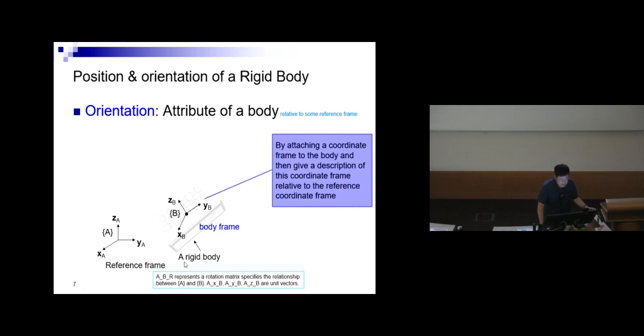The way we write it is A, B, R. It represents a rotation matrix specifying the relationship between frame A and frame B. Your AXB, AYB, AZB are essentially unit vectors. So ABR is equal to a set of 3 column vectors, AXB, AYB, AZB, belonging to the set of real numbers 3 by 3. 3 by 3 means there are altogether 9 elements over here. So this is a bold x; bold small x, we use to represent a vector.